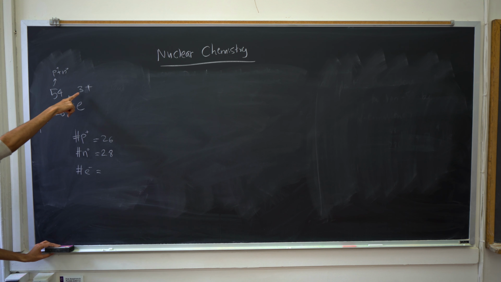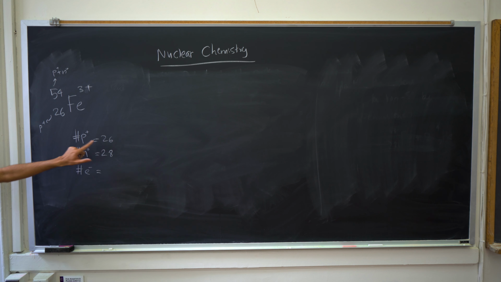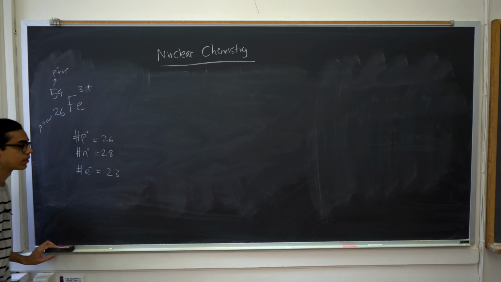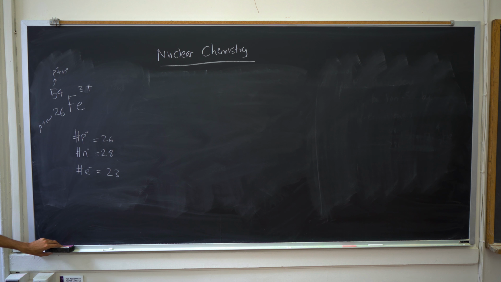29. Are electrons missing or excess? Missing. So normally they would be 26. Yeah, so 3 missing, 23. Excellent. If this was Fe3 minus, how many electrons would you have? 29. Okay. That's it.